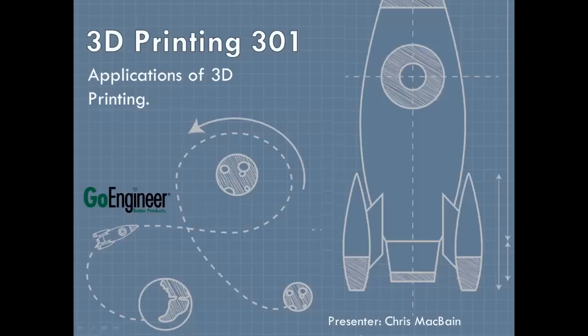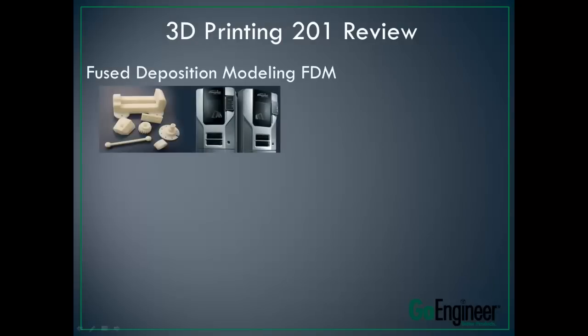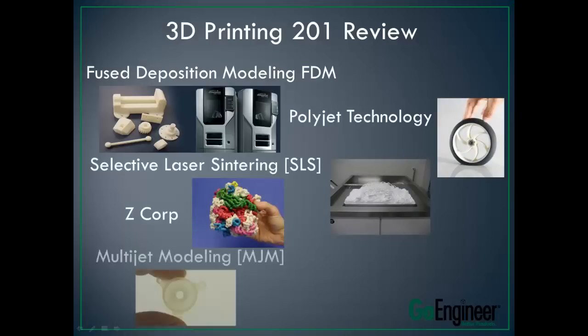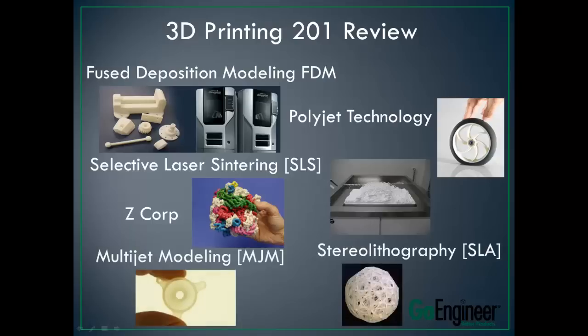First, I'd like to go over and review what we covered in the last webcast, 3D Printing 201. I went through a lot of the different technologies: FDM, PolyJet, Selective Laser Sintering (SLS), Z-Corp, MultiJet, and then SLA. I talked about how these technologies work and which one might be the best for you, with its pluses and minuses for each of the different technologies. If they're messy, cost of ownership, how much load it's going to be for your company to own each one of these machines. That presentation will be posted at GoEngineer.com if you'd like to go back and review it.